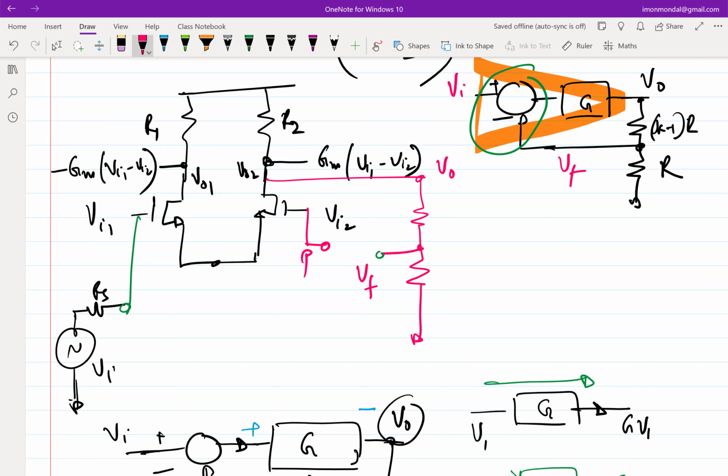If I increase this voltage, what's going to happen to this current? It will increase. It will go up. That current will increase. Right? So I'm increasing the gate voltage. So the current in the direction that is shown will increase, which means V0 will go down. Right? It will decrease. If V0 decreases, VF, what happens to VF?